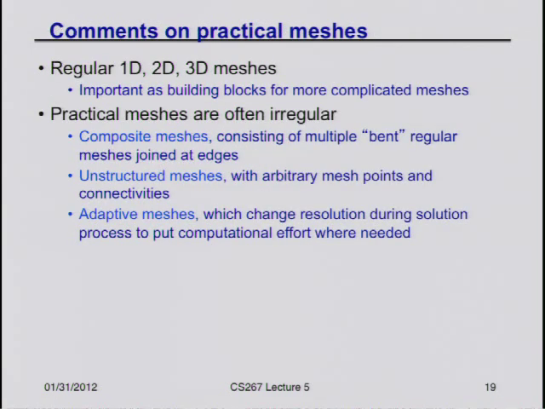So 1D, 2D, and 3D meshes are building blocks. We have to get those right. Those are going to be used to build larger, more practical ones. But practical ones are often very irregular, and we still have to deal with them.